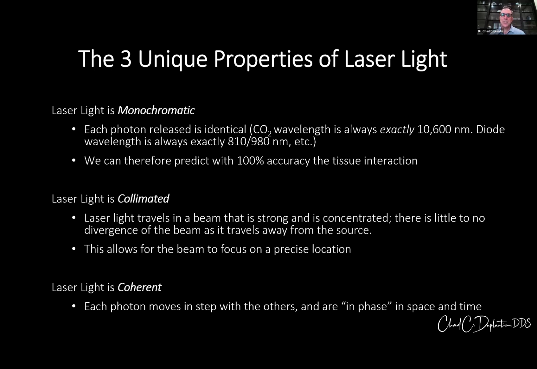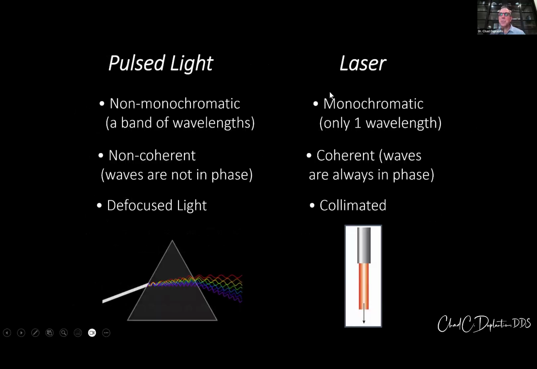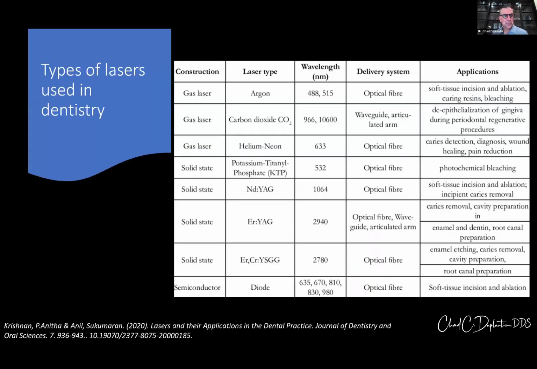And finally, laser light is coherent. Each photon moves just like a group of soldiers walking. They're in step with one another. They're in phase in both space and time. And so when we look at a regular pulsed light, if you think of a spotlight that we used to see as we were kids, it's non-chromatic, it's non-coherent, and it's defocused, and it bands out as it goes up. Laser light, in contrast, is very monochromatic, it's very coherent, and it's very collimated and very precise. So it allows us to precisely predict the tissue interaction once again.